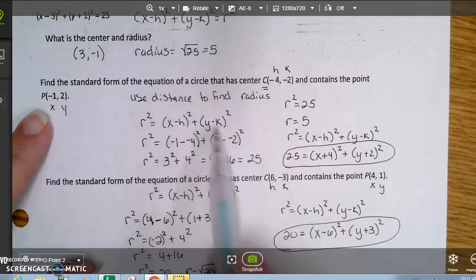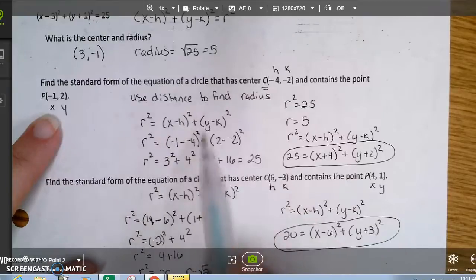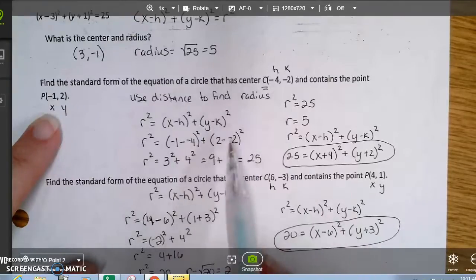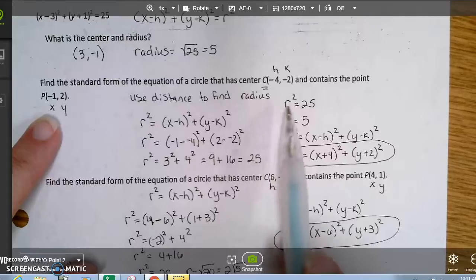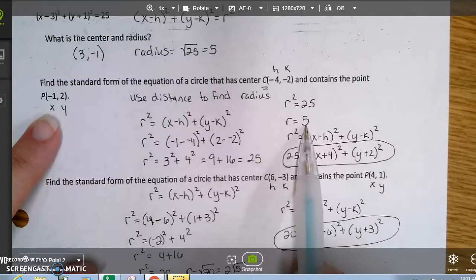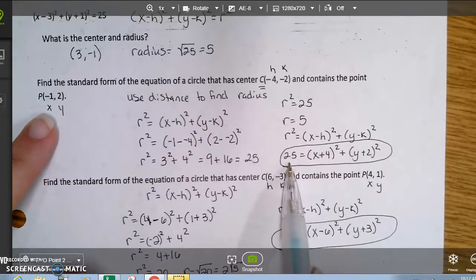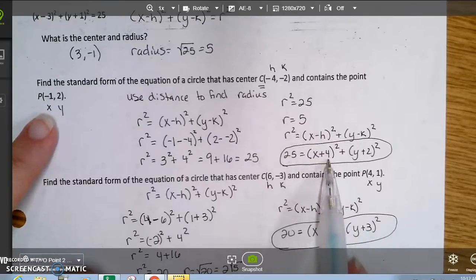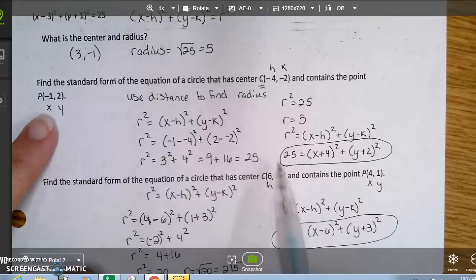So then, here's my formula, so the x is going to be the -1, the h is going to be the -4, the y is going to be the 2, and the k is going to be the -2. And then I do the mathematics, and I come up with r squared equals 25. So r squared is 25, so r is 5. Now I can take this and substitute it back in here, but this time I'm leaving off the x and the y, and I'm just putting in the h and the k. So there's my h value, the -4, and there's my k value, the 2, and there's my standard form for the circle.